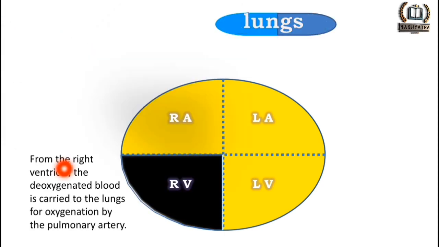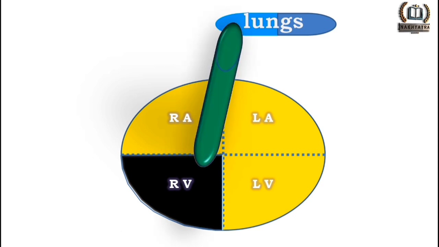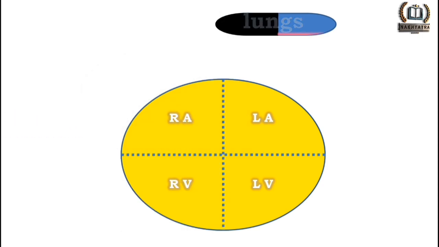Now after that, from the right ventricle, the deoxygenated blood is carried to the lungs for oxygenation by the pulmonary artery. Pulmonary artery edi he deoxygenated blood to lungs ole send kore oxygenate koribo karne. Okay, so this is the pulmonary artery.